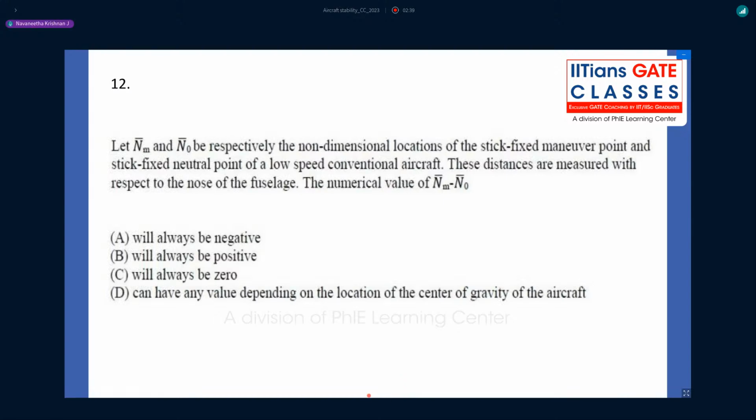Next, question number 12, GATE 2017. Let Nm and N0 be respectively the non-dimensional locations of the stick-fixed maneuver point and the stick-fixed neutral point of a low-speed conventional aircraft, measured with respect to the nose of the fuselage. The numerical value of Nm bar minus N0 bar: option A, will always be negative; will always be positive; will always be 0; can have any value depending upon the location of center of gravity.